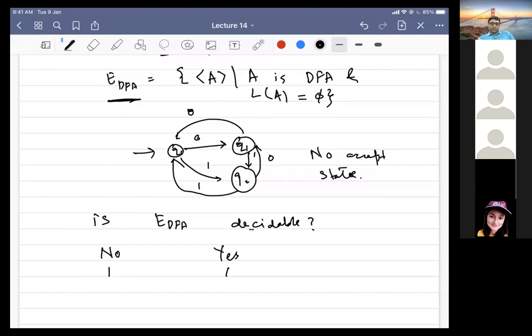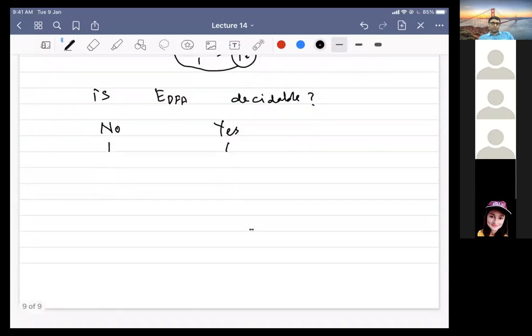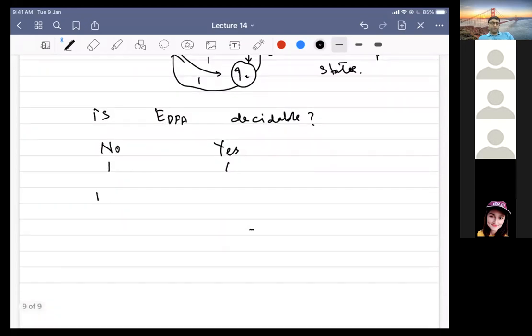So the answer is yes, it is decidable. And why is it decidable? So let me show you why. We can construct a Turing machine M such that on the input A, where A is a DFA.